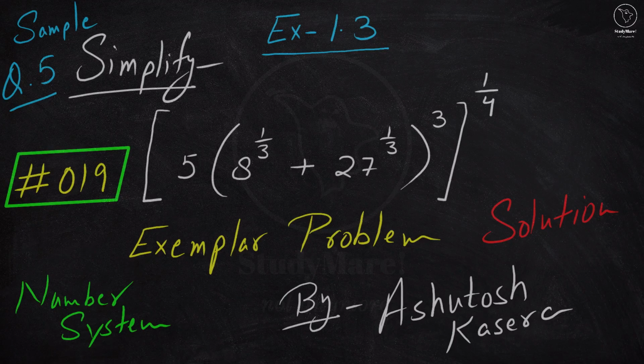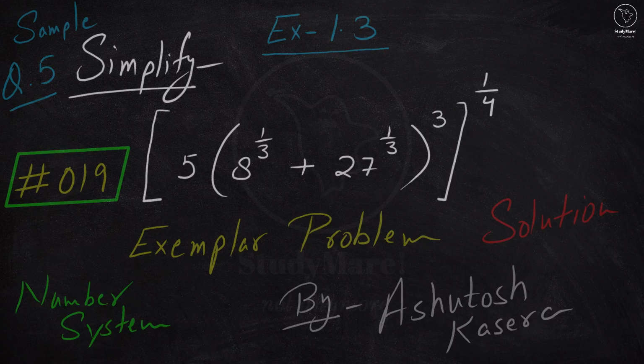Simplify. 5 into (8 to the power 1 by 3 plus 27 to the power 1 by 3), the entire expression raised to the power 3, and then 5 into this also raised to the power 1 by 4.